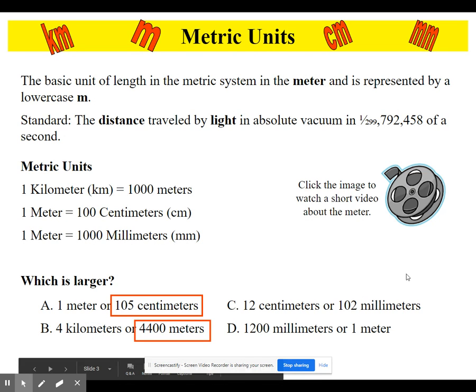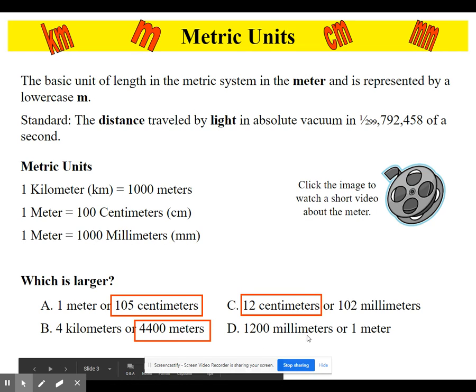12 centimeters or 102 millimeters. Okay, so centi is 100th, milli is 1,000th. That means milli is 10 times smaller, because 10 times 100 would be 1,000. So it's 10 times smaller. It's 1 place to the right. So if my decimal point's here on 12, I move 1 place to the right. 12 centimeters is 120 millimeters, right? And 120 is greater than 102.